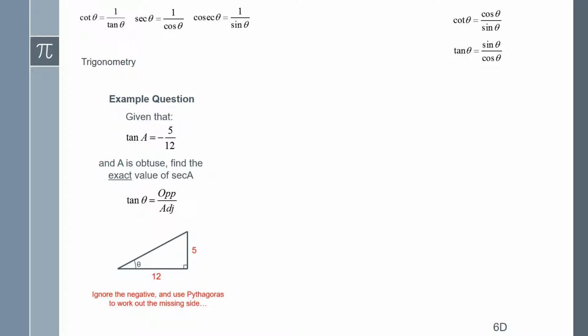We're not going to worry about the minus sign. We'll worry about the minus sign at some other point in the day, but at the minute it doesn't matter. We can use Pythagoras to work out the missing side, it's a 5, 12, 13 triangle. We should know that from our Pythagoras theorem. So cos theta is the adjacent over the hypotenuse. So if we now substitute those in, cos theta is 12 over 13.